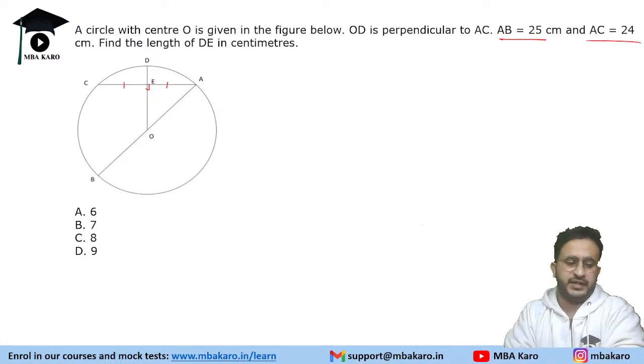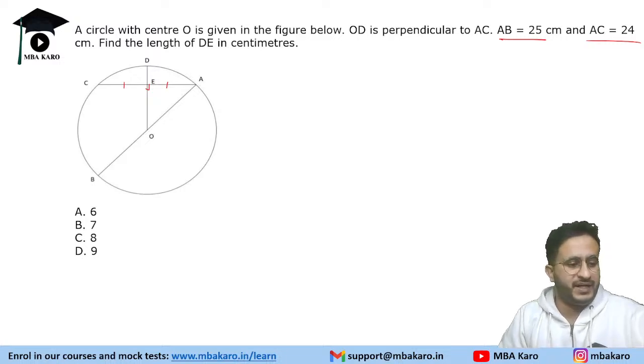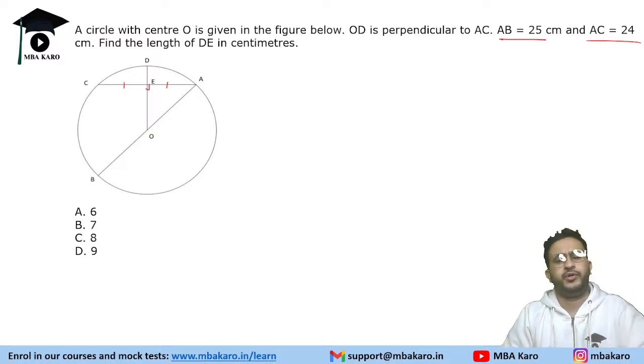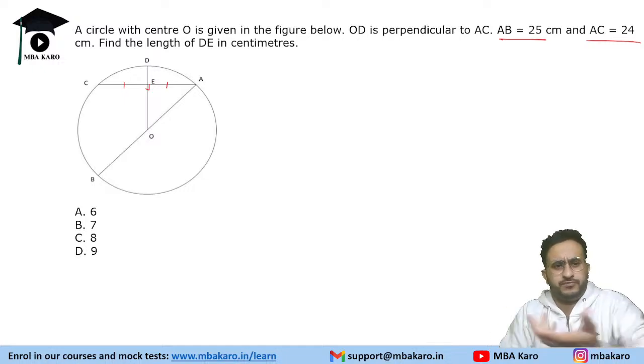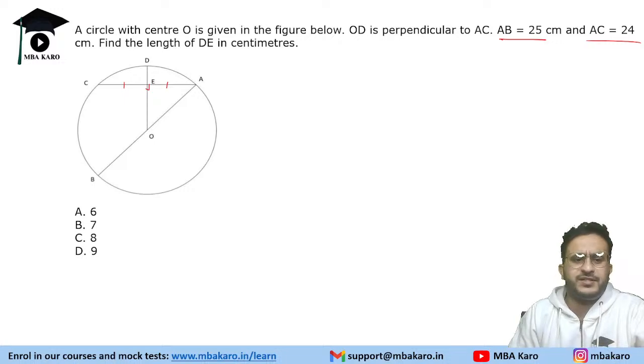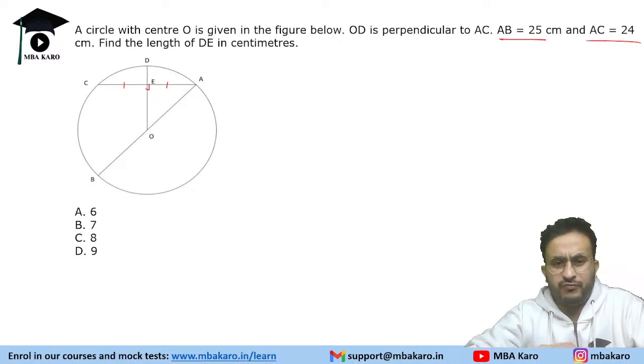Minimum number of correct attempts, see, it depends on the paper. It depends on what the level turns out to be tomorrow. If it is easy, maybe you might require 43, 44, probably. Slot-wise, I would say around 41 to 42 would be the cutoffs.